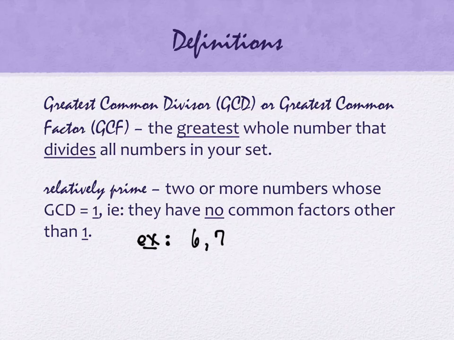They only divide by themselves and by 1, right? We could do 10 and 9. So 10 and 9, neither one of them is prime, right? But they are relatively prime because it's a comparison kind of thing. Compared to one another, they don't have anything in common. So we call them relatively prime.